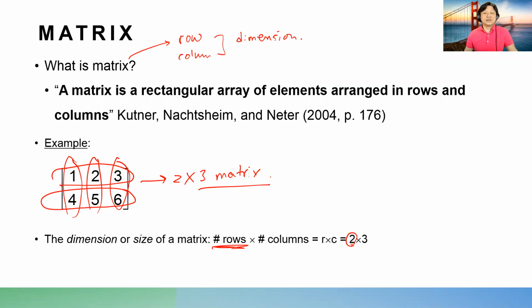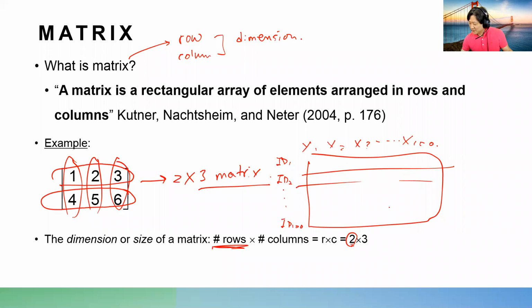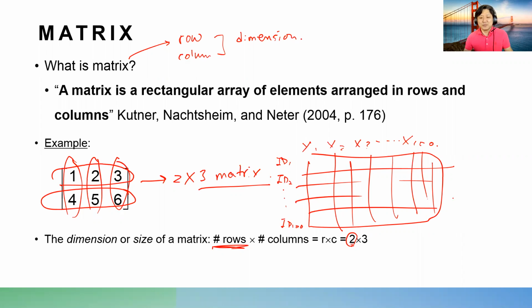In all multivariate statistics, a data set is basically in matrix format, right? We have many different variables, x1, x2, x3, up to x100. And we have many observations, right? ID1, ID2, ID3, up to ID100. All the data points together form, I'm sorry, the matrix, right?